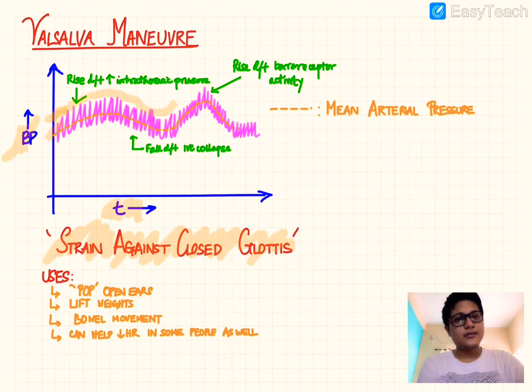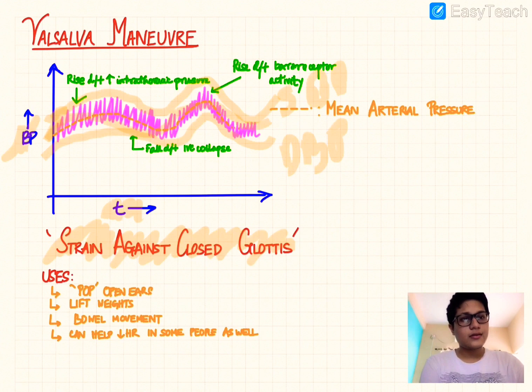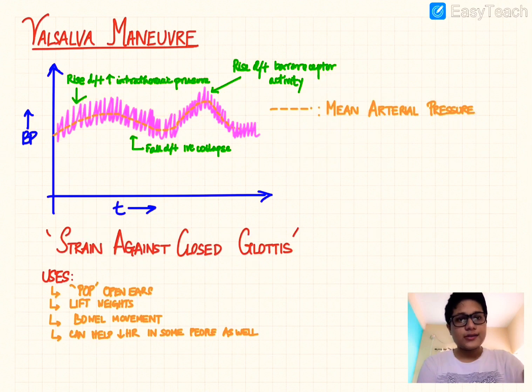The peaks over here represent the systolic blood pressure, the minima over here represent the diastolic blood pressure, and this dotted line traced throughout the curve is the mean arterial pressure. You can see that the mean arterial pressure is fluctuating, and these are the points where various mechanisms are acting.